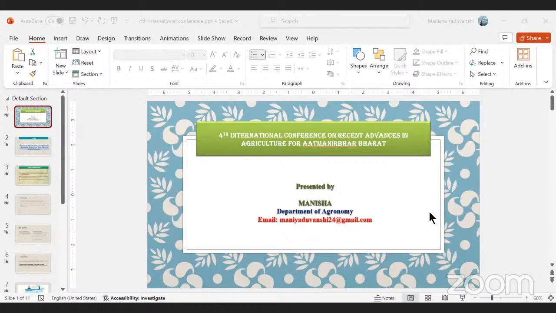Good afternoon. I am going to deliver my presentation in this international conference on recent advances in agriculture for ATMANIRBHAR Bharat: irrigation and nitrogen scheduling through drip fertigation in terms of growth and yield of maize. Let us start with the introduction. The maize crop is the world's most leading cereal crop, also due to its great genetic yield potential.